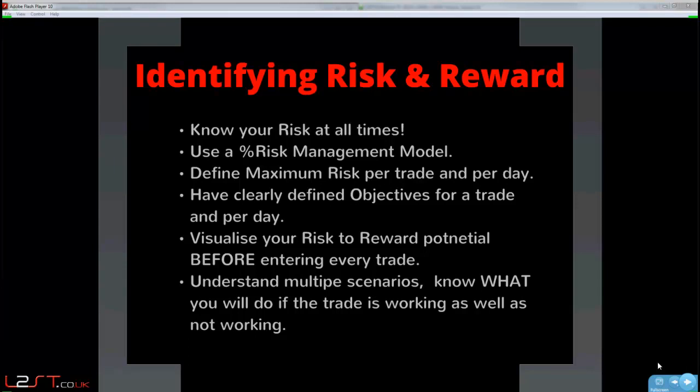Right? So, some guidelines when it comes to risk to reward. Always know your risk at all times. Use a percentage risk management model, which I'm going to cover. Define your maximum risk per trade and per day.